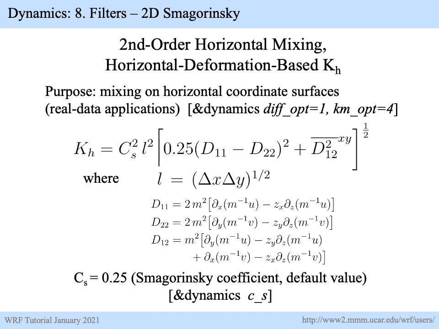The next filter is part of the dynamics, but many people consider it part of the physics, though I consider it dynamics. It is a second order horizontal mixing based upon the horizontal deformation. This was first popularized by Smagorinsky back in the 60s, and the formulation is given here. For real data applications, this is on by default, and in the dynamics part of the namelist.input file, diff_opt=1 and km_opt=4 is what activates this. The Smagorinsky coefficient of Cs equals 0.25 is the default value and what you should see. Now you may look at this and say, well, why do I want more dissipation?